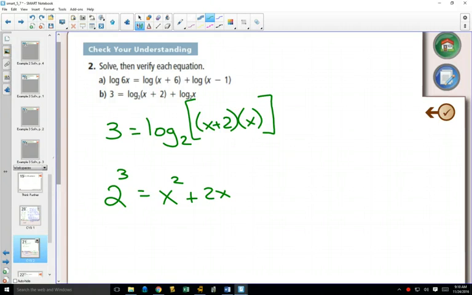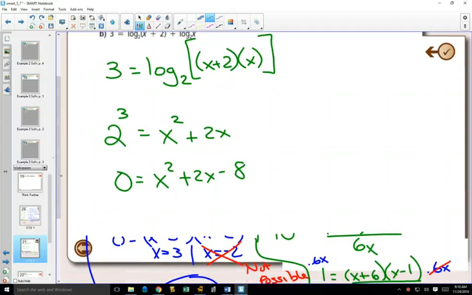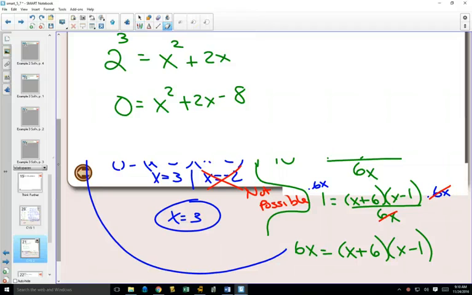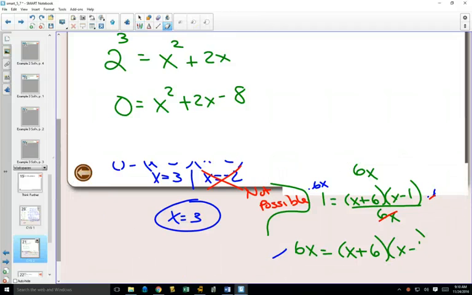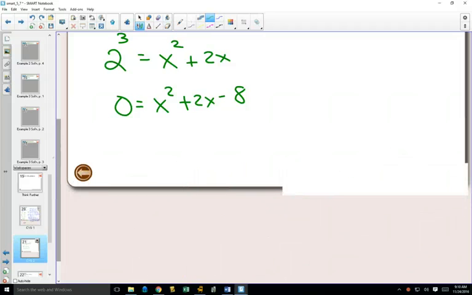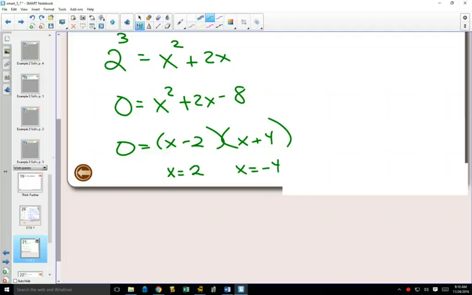It's a quadratic equation. We make one side equal to 0, so subtract 8 on both sides. Does that factor nice? X minus 2, x plus 4. So we get our answers as x equals 2 and x equals negative 4.